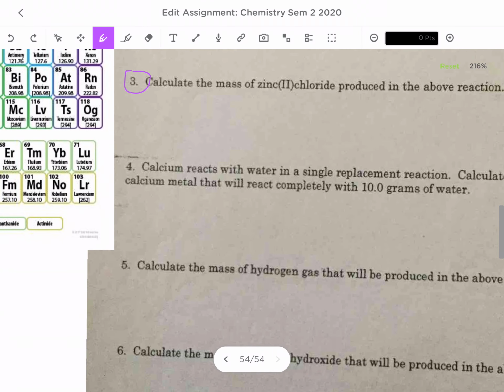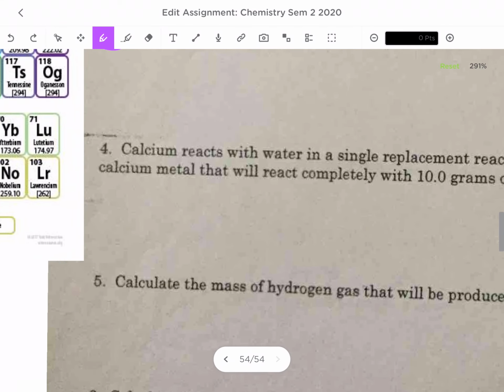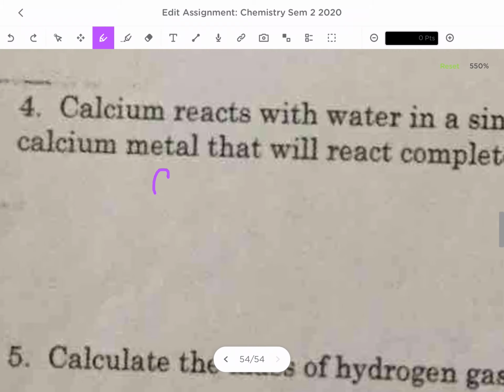And it says calcium reacts with water. Okay, so I'm going to write the skeleton equation. I'm not going to balance it for you, but I'm going to help you write the skeleton equation. So it says calcium, so Ca. So Ca reacts with water. There's a trick right there. I don't know if you guys remember, but we can write water as HOH here.